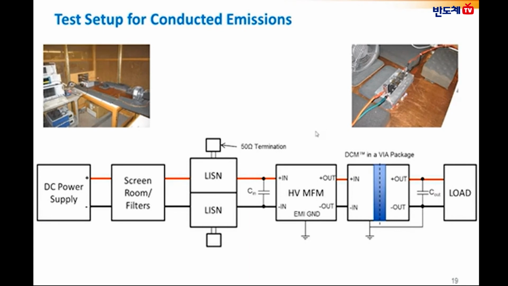From the following slides, I would like to discuss more about the test setup for conducted emissions, which have been carried out on the high voltage MFM plus DCM in a VIA package. A typical test setup consists of a DC power supply, which is placed outside the Faraday cage. The Faraday cage is shown on top left.